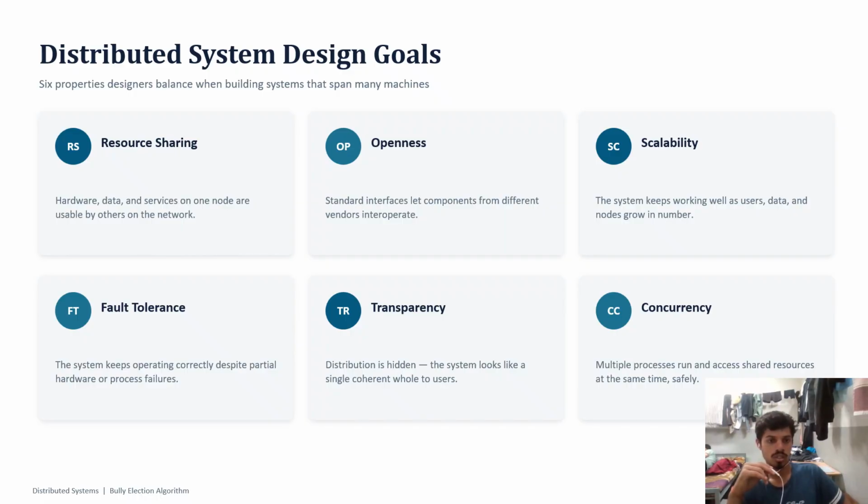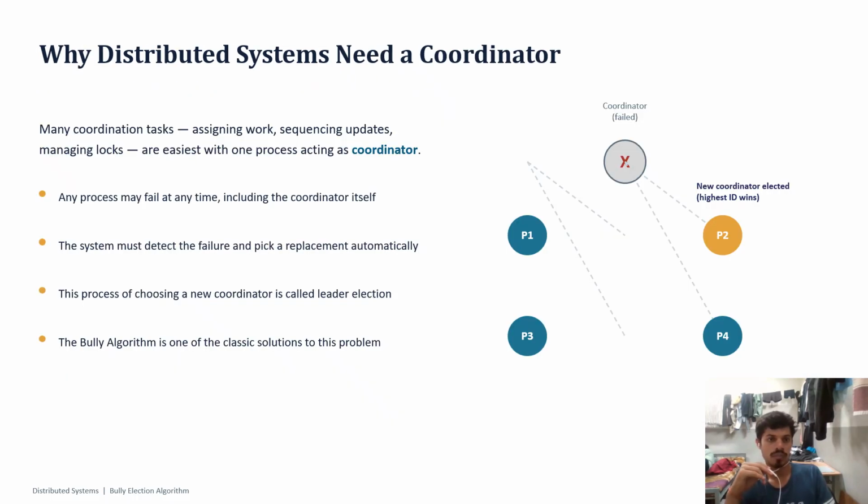Next is fault tolerance. It means the system keeps operating correctly despite partial hardware or process failure. Next is transparency. Transparency means distribution is hidden. The system looks like a single coherent whole to the user. And the last one is concurrency. Concurrency means multiple processes run and share a resource at the same time safely. It is quite similar to resource sharing, but multiple processes can use a single resource concurrently.